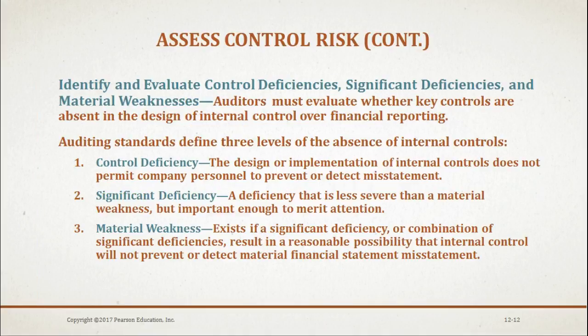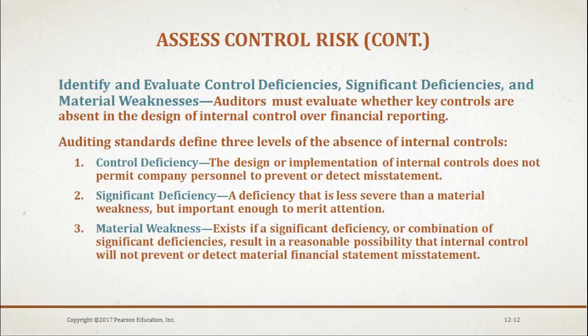The auditors must evaluate whether key controls are absent in the design of internal control over financial reporting. Auditing standards define 3 levels of the absence of internal controls, which are control deficiency, significant deficiency, and material weakness. A control deficiency exists when the design or implementation of internal controls does not permit company personnel to prevent or detect misstatement.